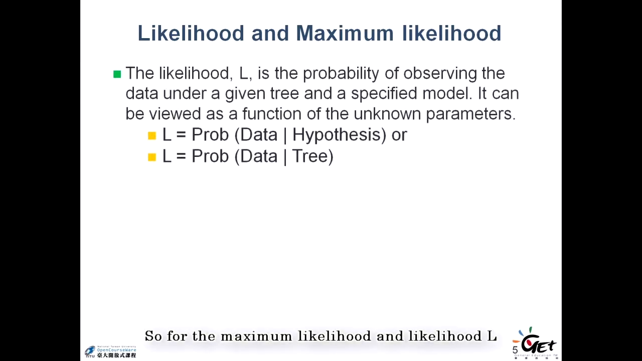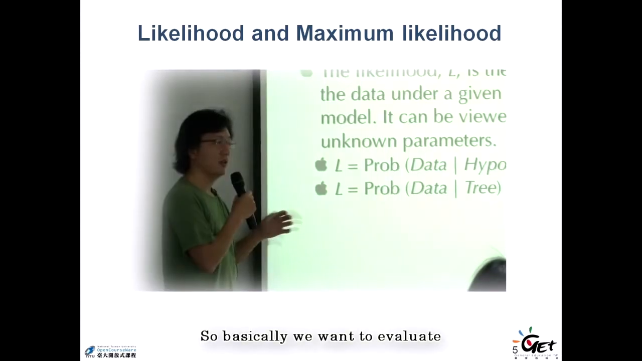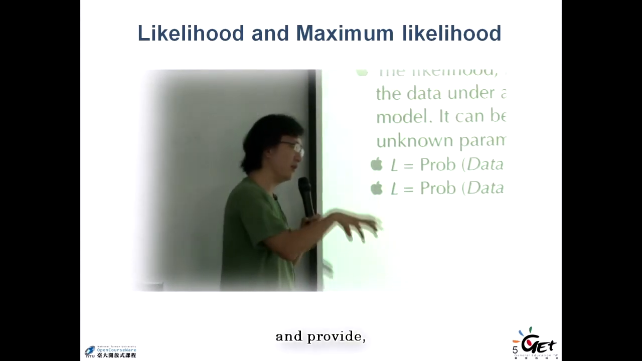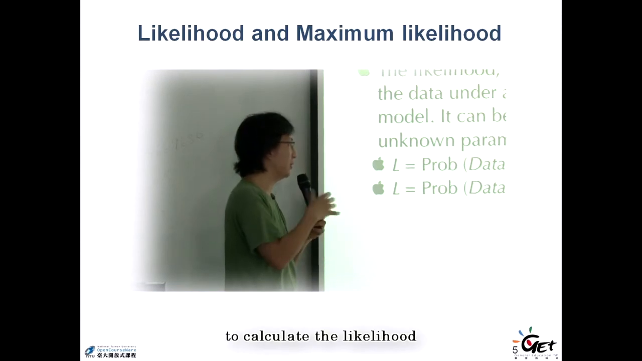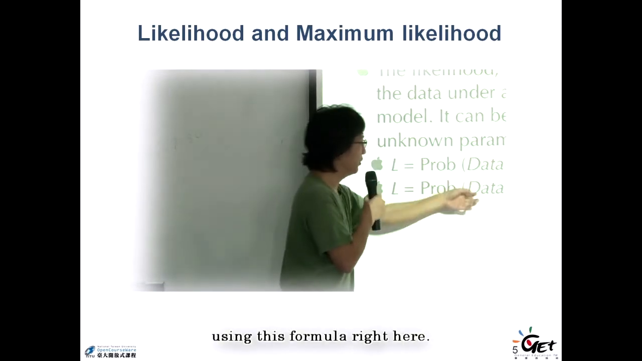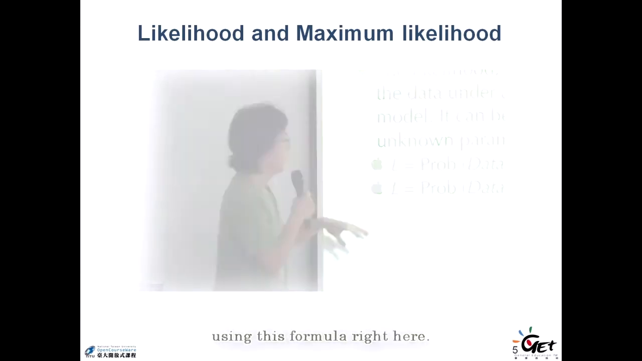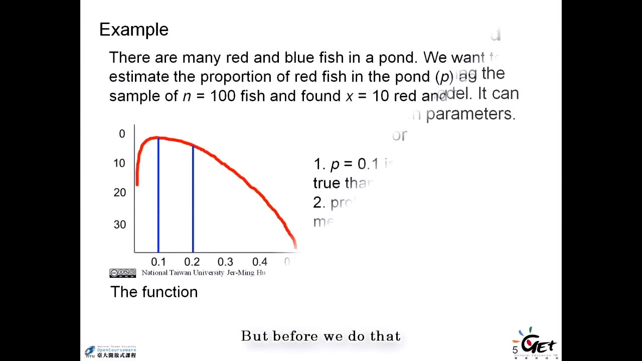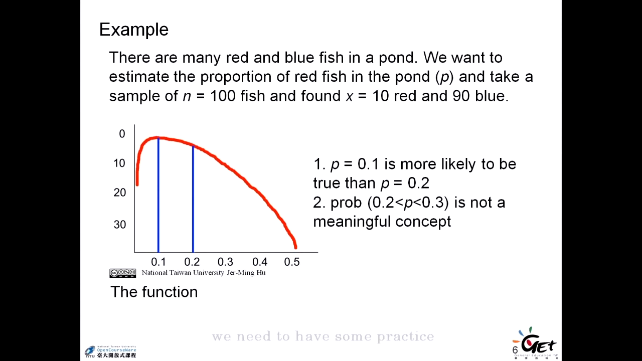So for maximum likelihood, the likelihood L is the probability of the data given the hypothesis, and the hypothesis is the tree. So basically, we want to evaluate the different trees and calculate the likelihood using this formula right here. How to calculate it is the beauty of maximum likelihood. But before we do that, we need to have some practice with some of the concepts.